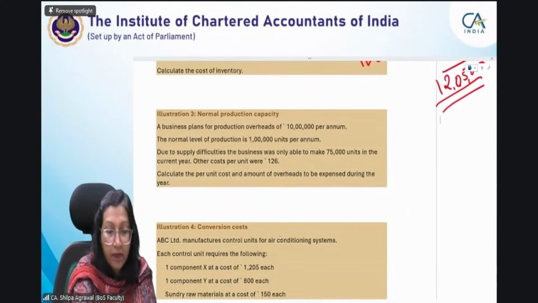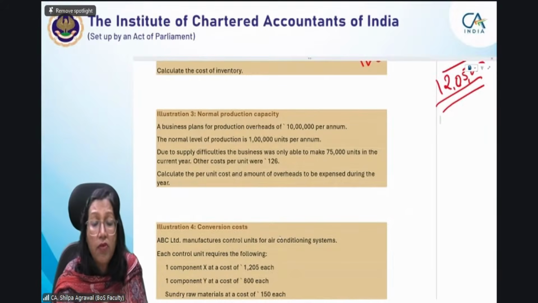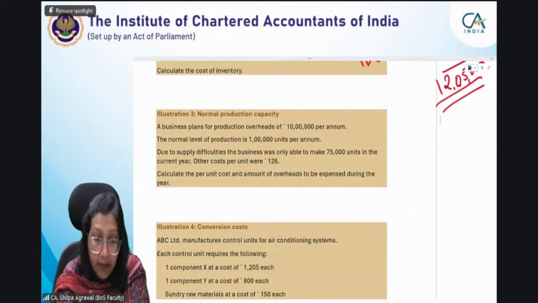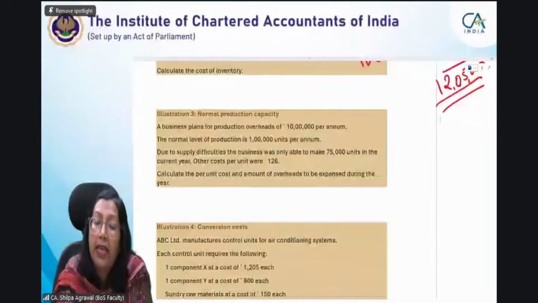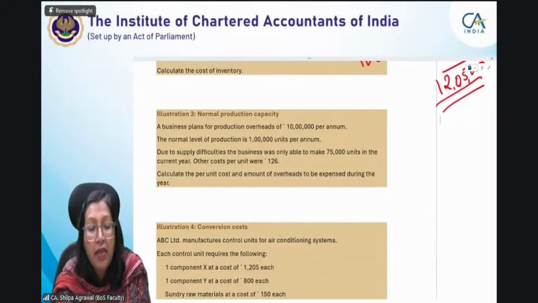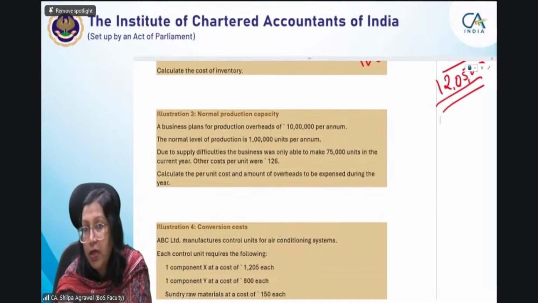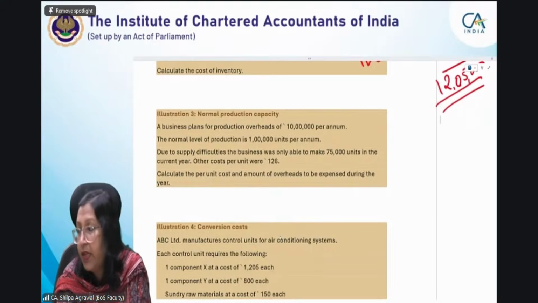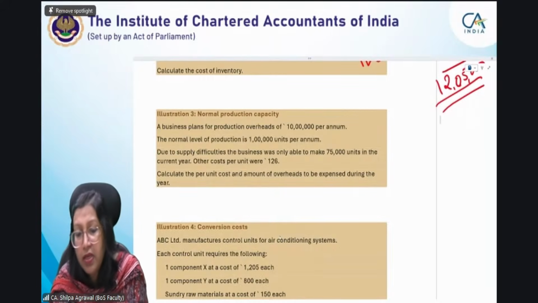Business plans for production overheads of 10 lakh per annum. The normal level of production is 1 lakh units per annum. Due to supply difficulties, the business was only able to make 7 lakh 50,000 units in the current year. Other cost per unit was 126. So I'm not talking about other cost. I want what will be the fixed production overhead allocated to this 7 lakh 75,000 units.